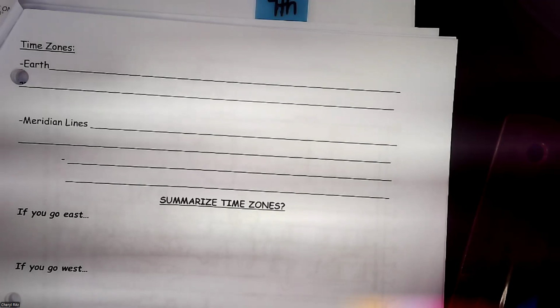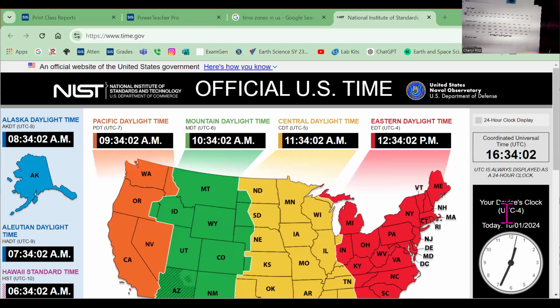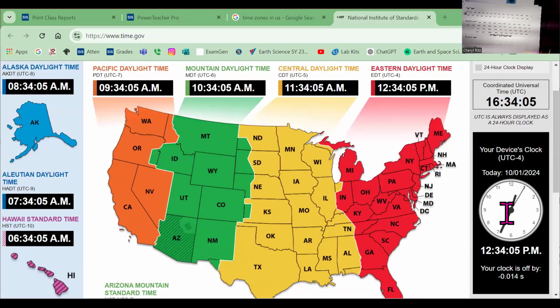There are 4 time zones in the continental United States. Alaska and Hawaii are in 2 other time zones. So they do get messed up a little bit. So here's a map of the different time zones in the United States.